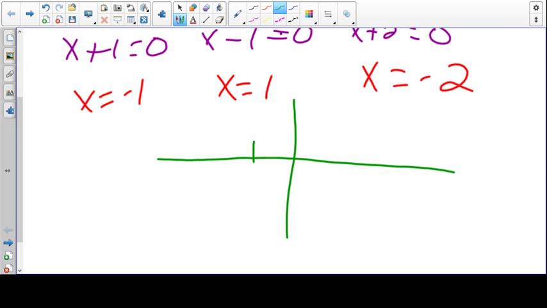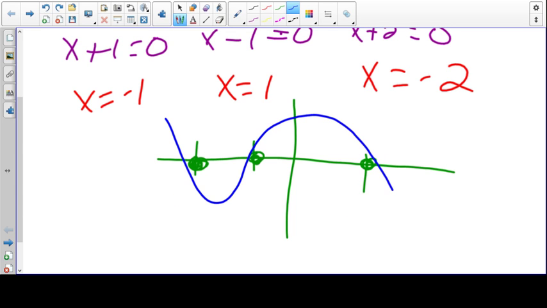So we're going to have a 0 at -2, a 0 at -1, and a 0 at 1. So this graph will have something to that effect. We just need to figure out where the graph is coming from. So that being said, is my graph going to go this way, or is my graph going to go this way?